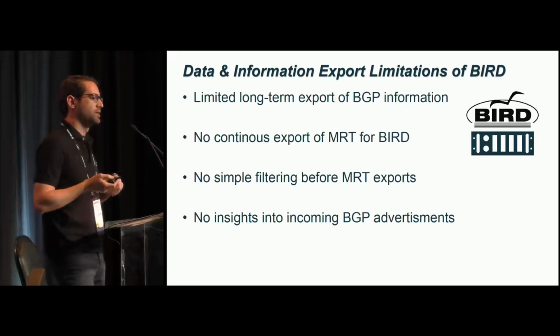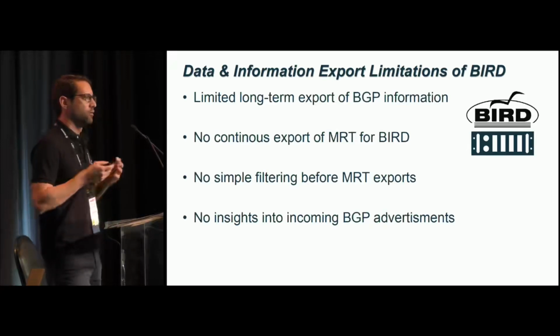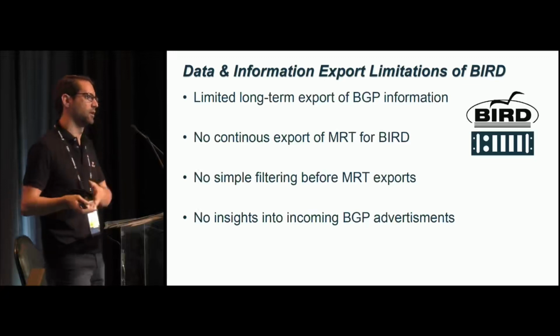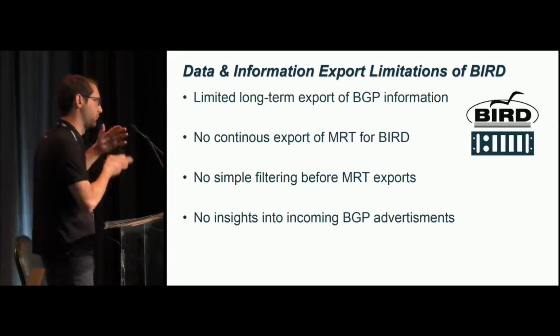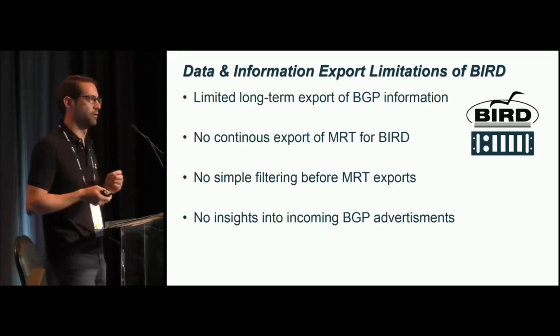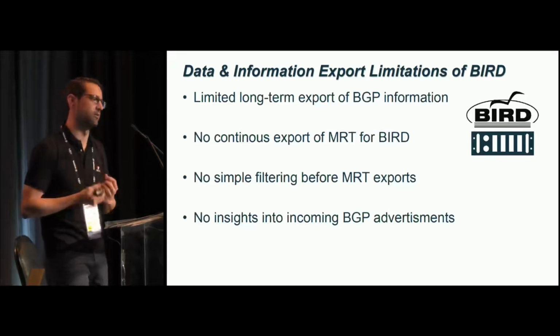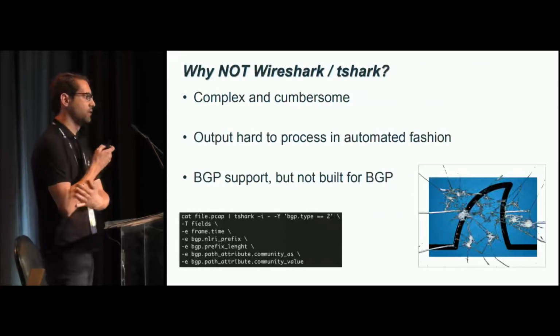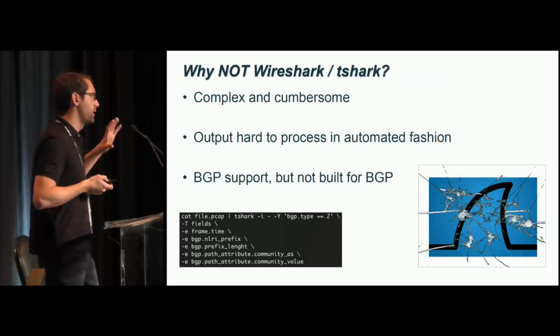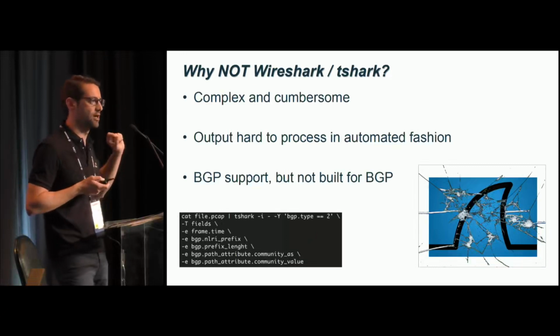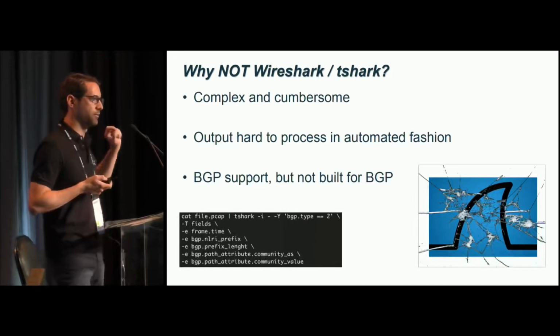And also, there are no insights into incoming BGP advertisements. If we use the commands of BIRD, we can see which prefixes are there, but we cannot really see what happened before the best path selection. Best path selection happens, and then we just have a few. But sometimes for debugging or for really digging into issues, it's very important that we also know what went into the route server. So a very easy idea to overcome that and to get all the information is to just start tcpdump at the route server port.